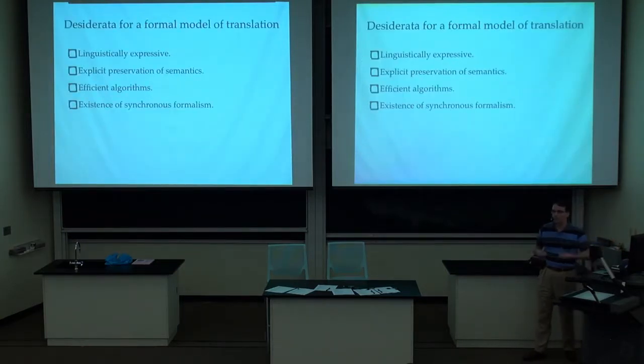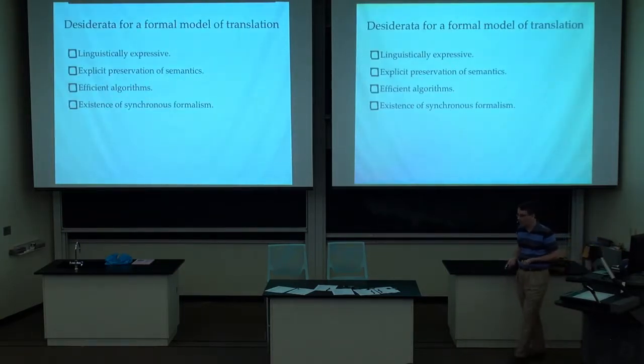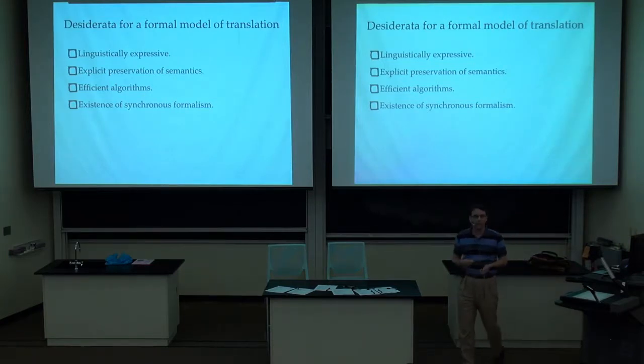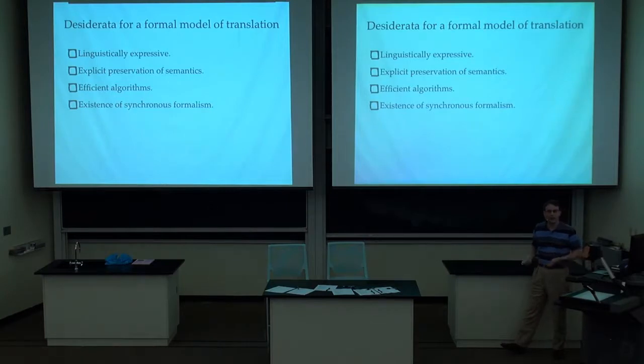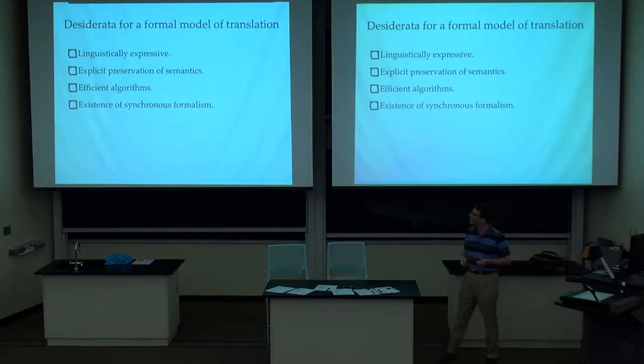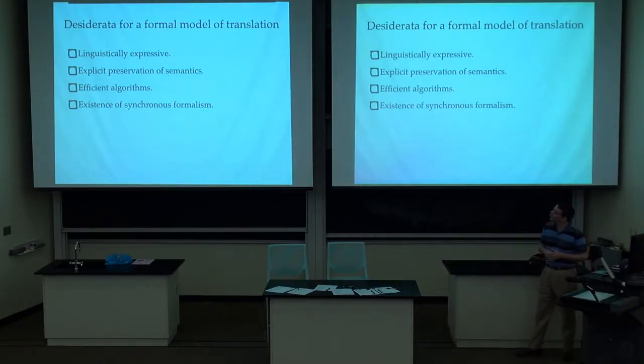So we want some formal machinery to do translation that has a bunch of properties. I'm not claiming these are the only properties that we care about, but there are definitely some properties that we care about that don't seem to be really captured by the kinds of models that we have now. So we want something that's linguistically expressive. I'm being somewhat intentionally vague here.